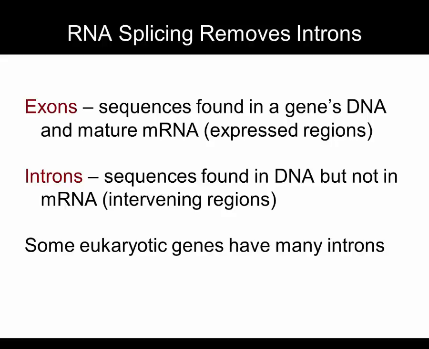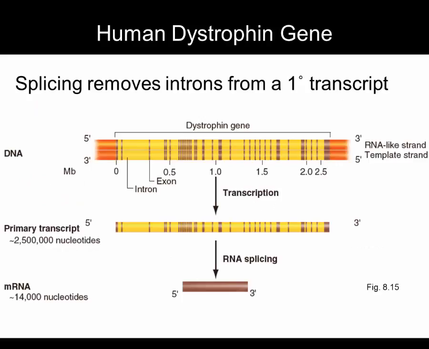We can talk about the other 98% another time, but the key thing to know for now is that some of these non-coding regions are interspersed between the coding regions in our genes. We call the coding regions of genes exons and the non-coding regions introns. And some genes have a whole lot of introns. One of the most extreme examples of this is the human dystrophin gene.